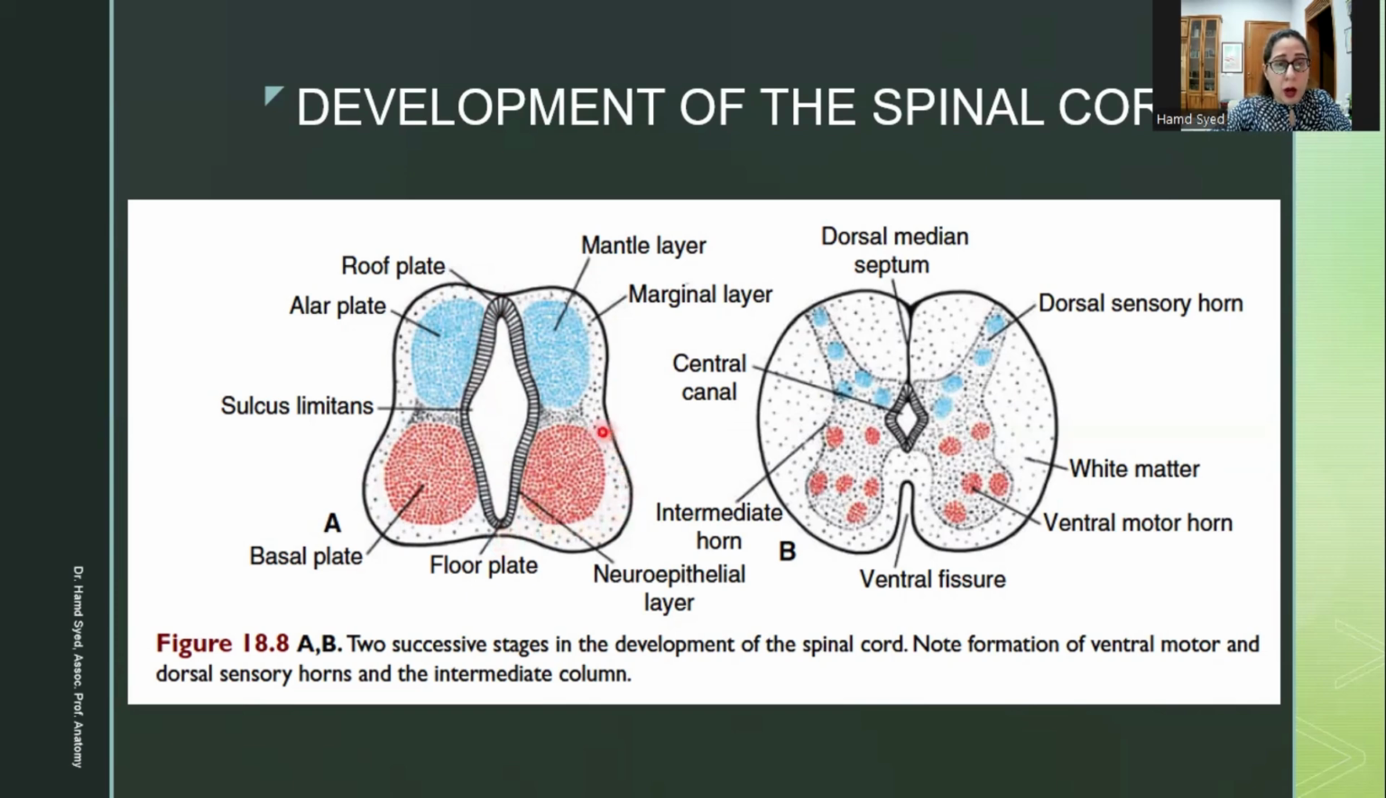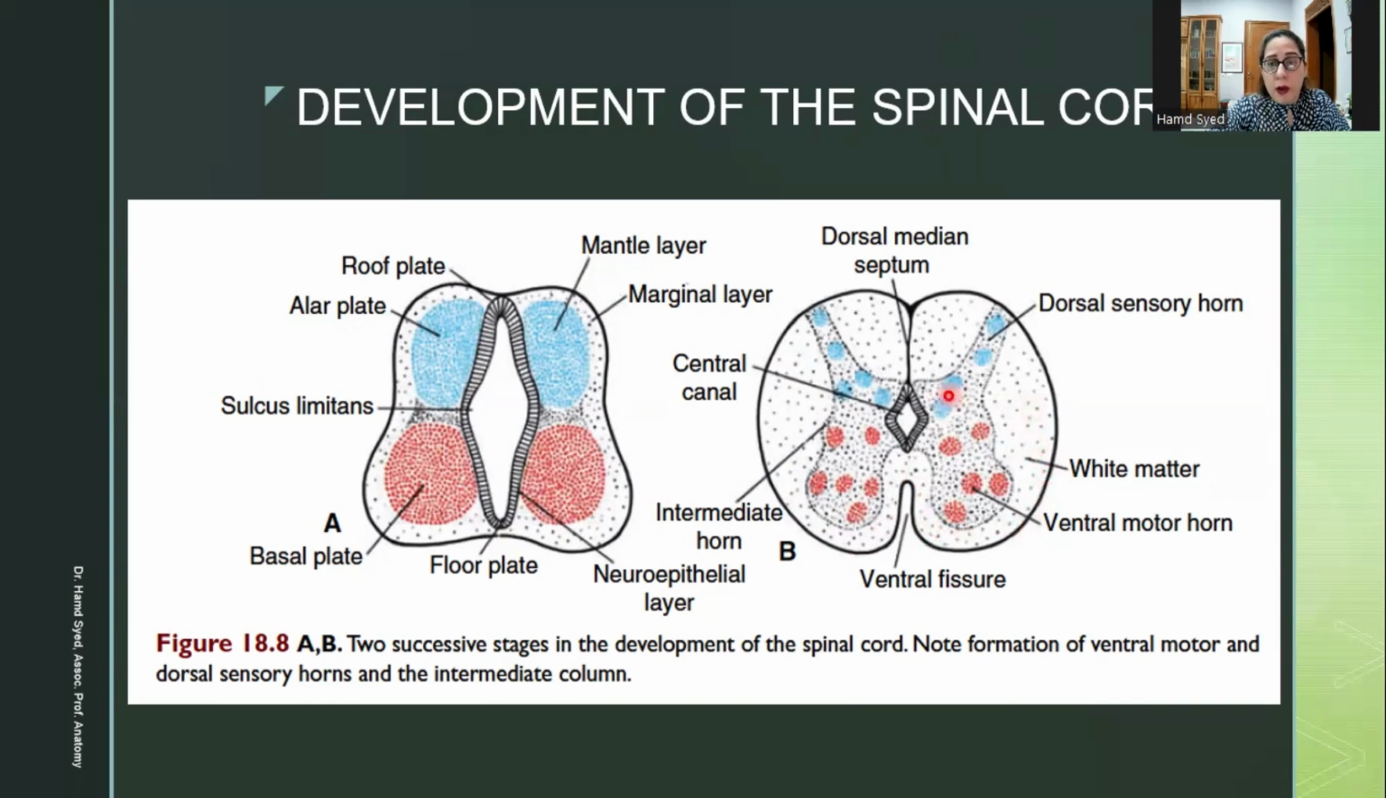Outer to the mantle layer is the marginal layer. The marginal layer does not contain neurons. Instead, it contains the nerve fibers of the neurons. Now, let's focus on diagram B, which is showing us the later stages of spinal cord development. We had discussed previously, as this is a recap of the previous lecture, that the mantle layer is going to form our gray matter of the spinal cord, whereas the marginal layer is going to form our white matter of the spinal cord in the later stages of development.